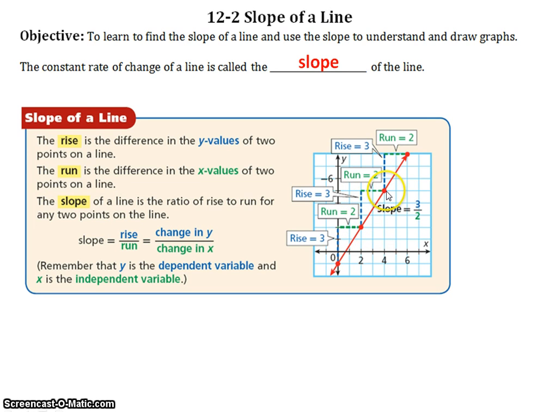This y value is 5. This y value is 8. The difference of 5 and 8 is 3. So the rise is the difference. The rise equals 3.